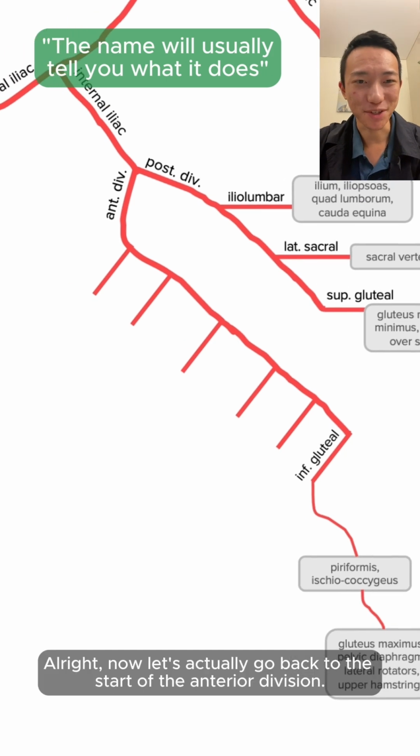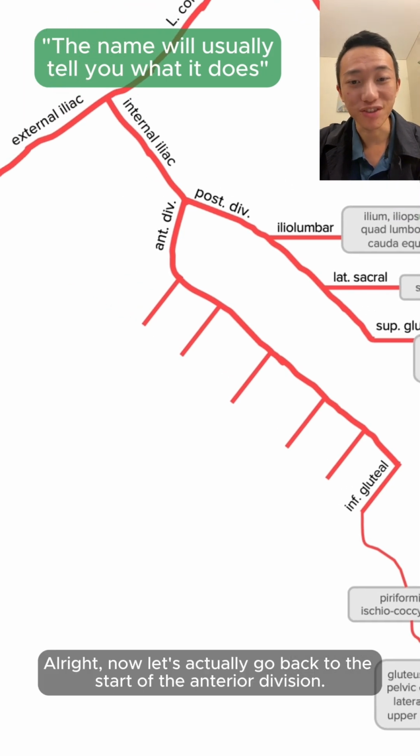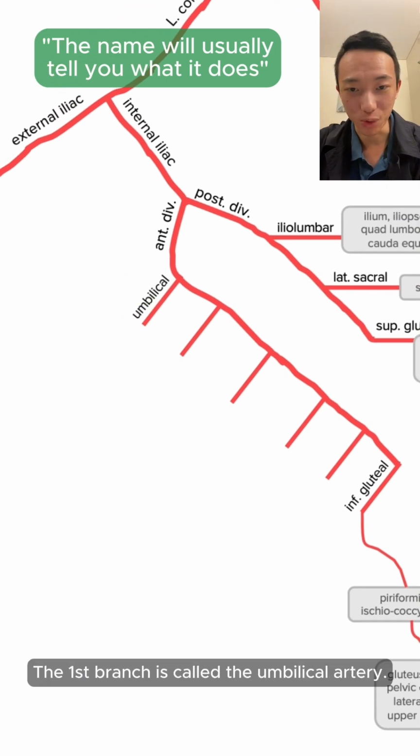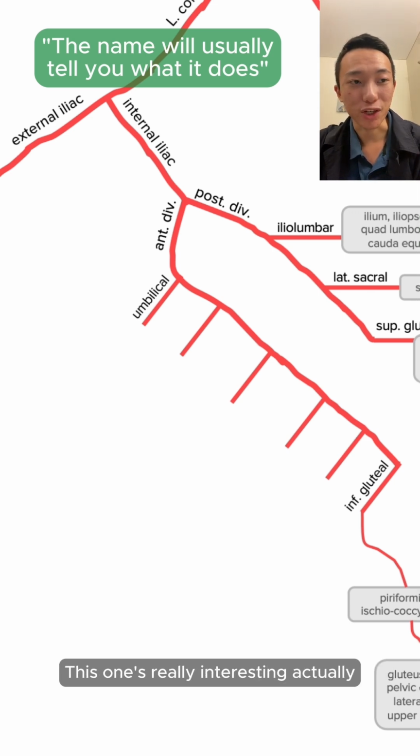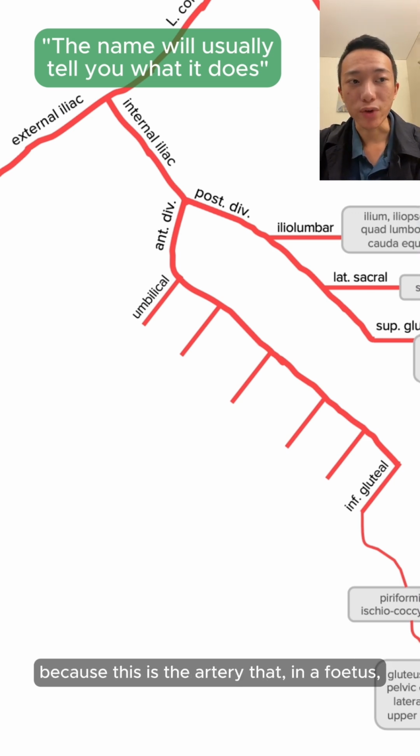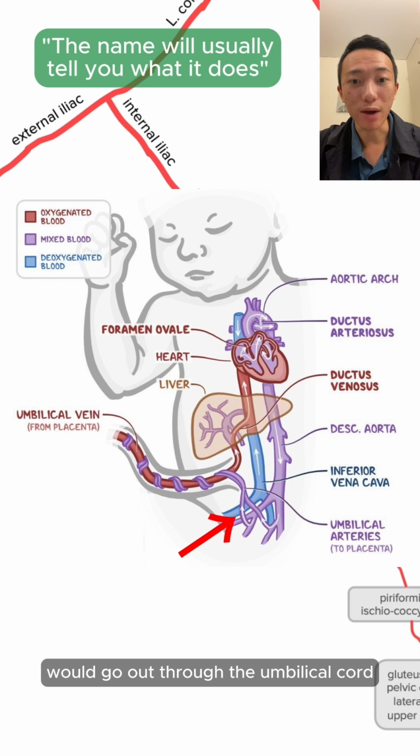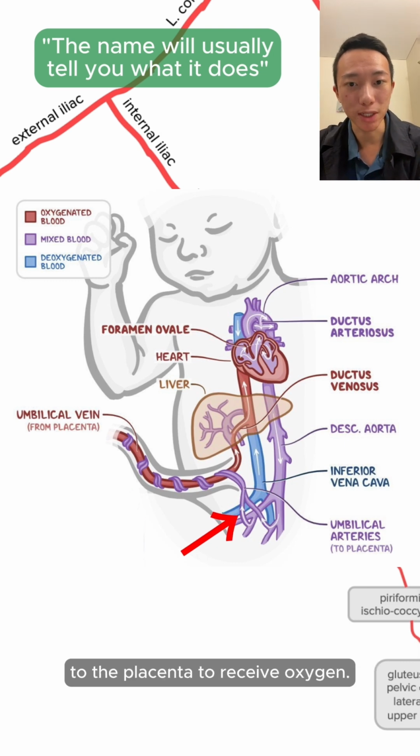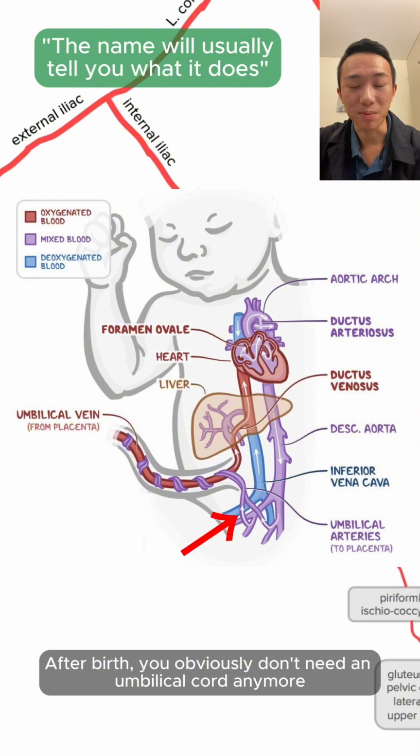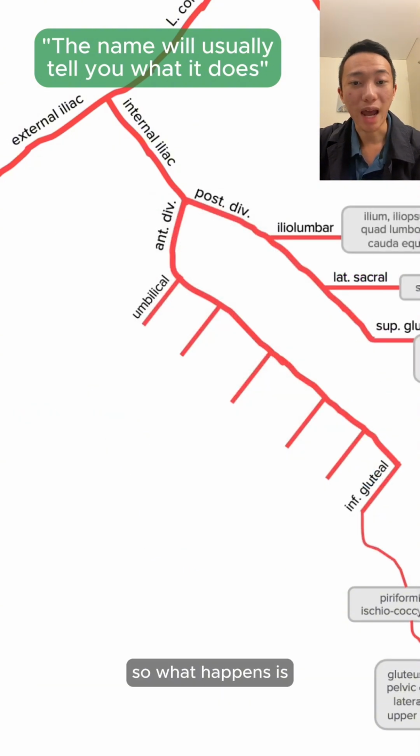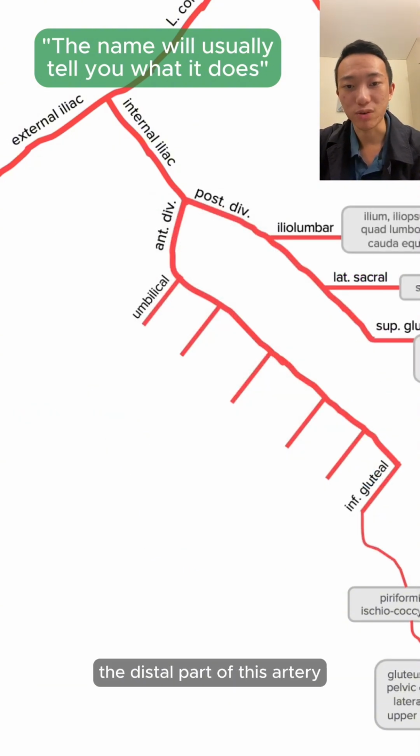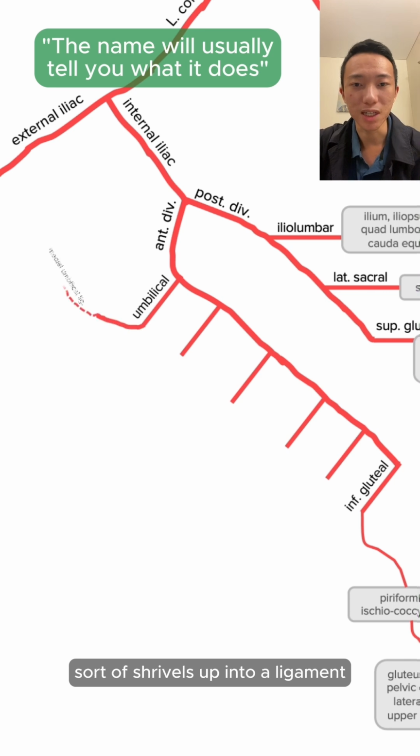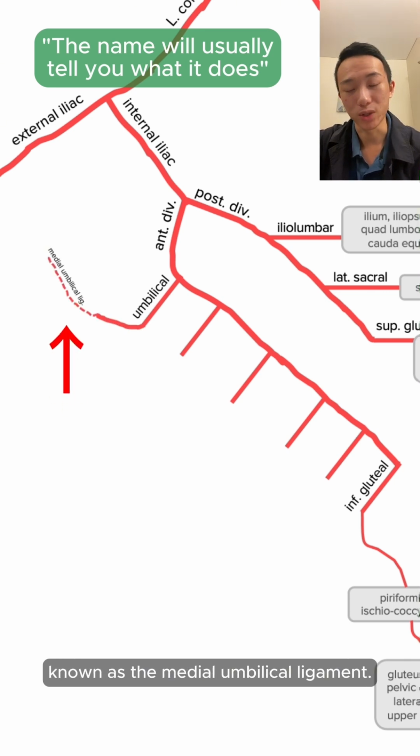Alright, now let's actually go back to the start of the anterior division. The first branch is called the umbilical artery. This one's really interesting actually because this is the artery that in a fetus would go out through the umbilical cord to the placenta to receive oxygen. After birth, you obviously don't need an umbilical cord anymore, so what happens is the distal part of this artery sort of shrivels up into this ligament known as the medial umbilical ligament.